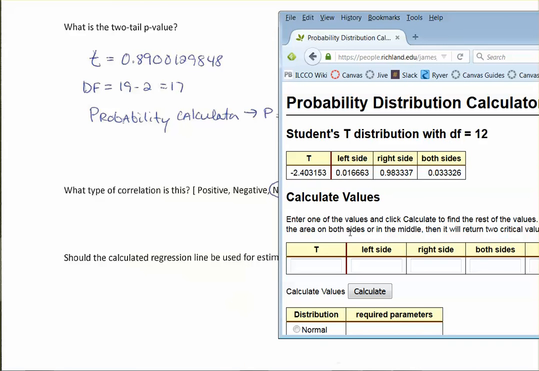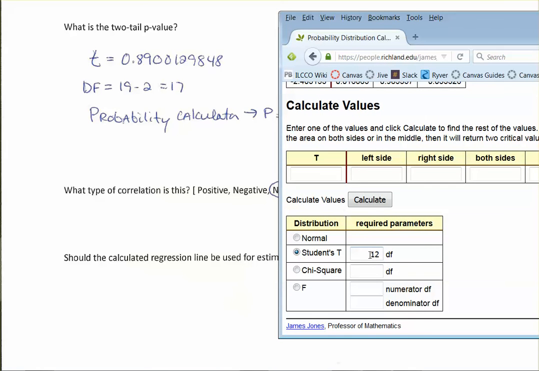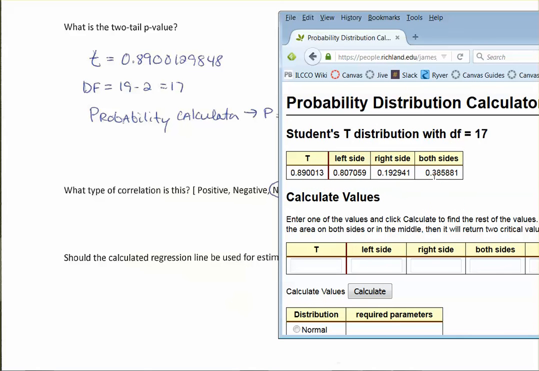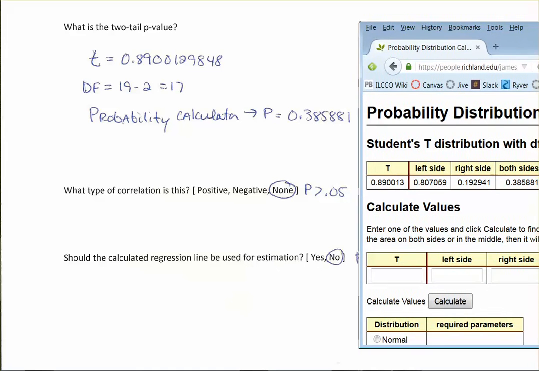Okay, so this time degrees of freedom is 19 minus 2, which is 17. Our t value is 0.8900129848. Click calculate, and both sides is 0.385881. There we go.